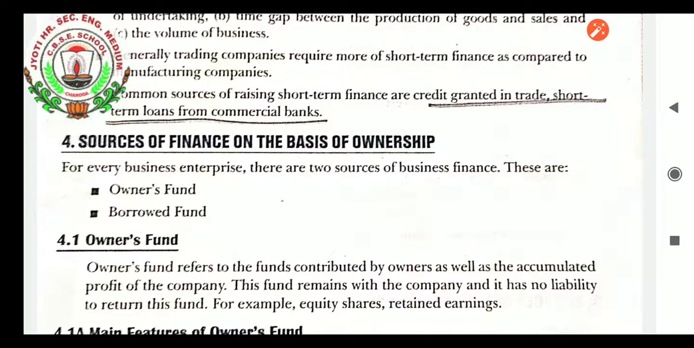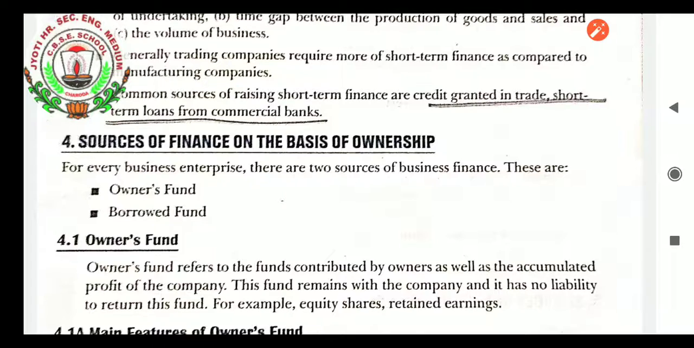Sources of finance on the basis of ownership. When we look at every business enterprise, there are two sources of business finance. These are, very first, owners fund, and second, borrowed fund. When we go to the owners fund, students, this is the type of fund which is required for the business, and it is generally invested by the owners of the business, in the form of shares.